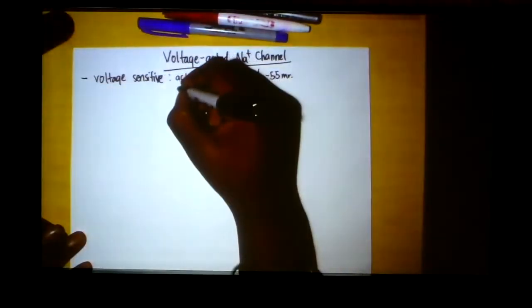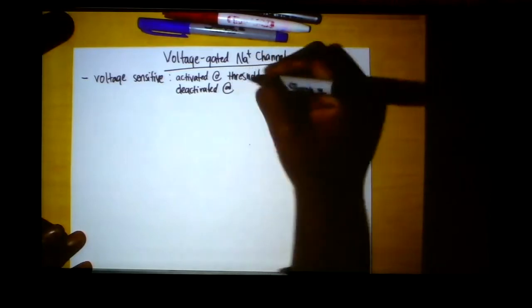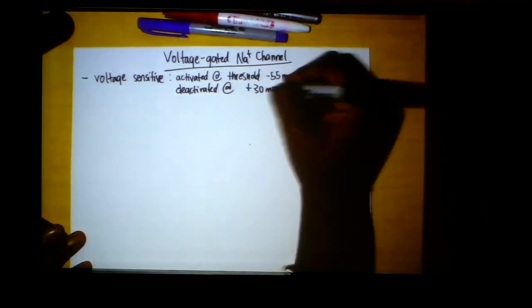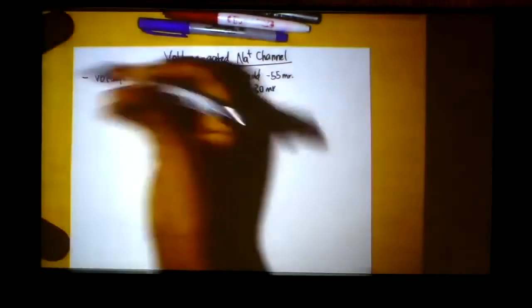They're going to be deactivated at positive 30 millivolts. That's sort of the peak of our action potential. The membrane potential doesn't exceed positive 30 throughout the various events of the action potential. That's really important to remember.